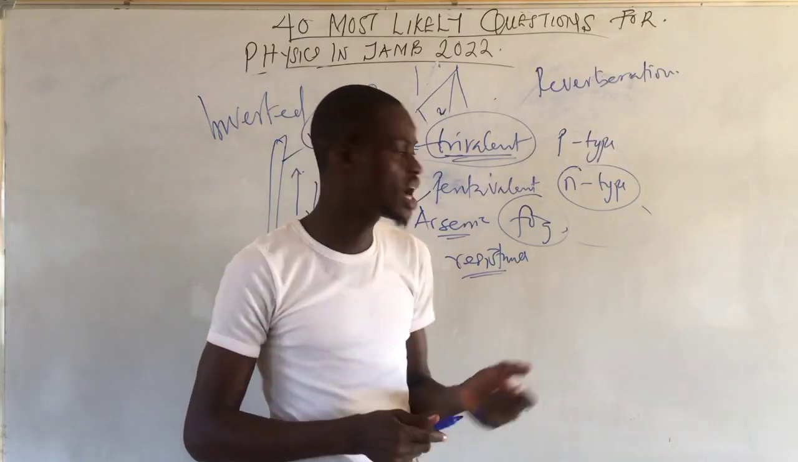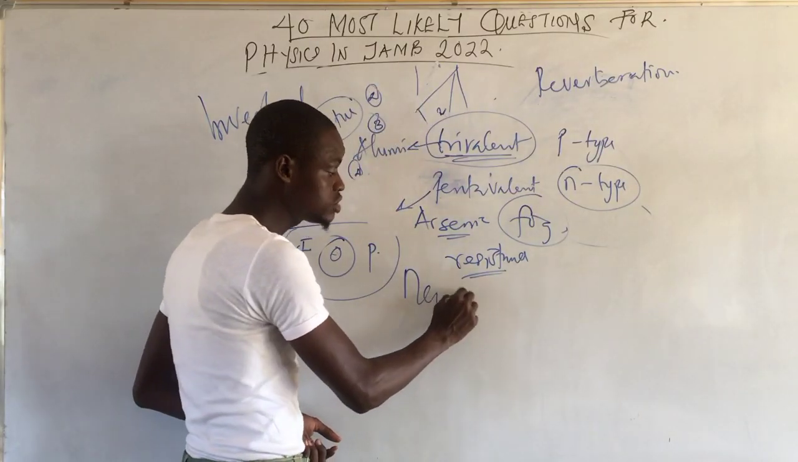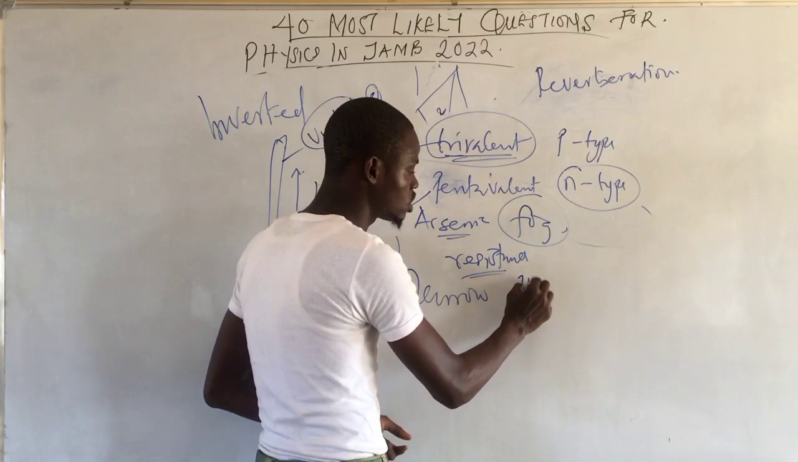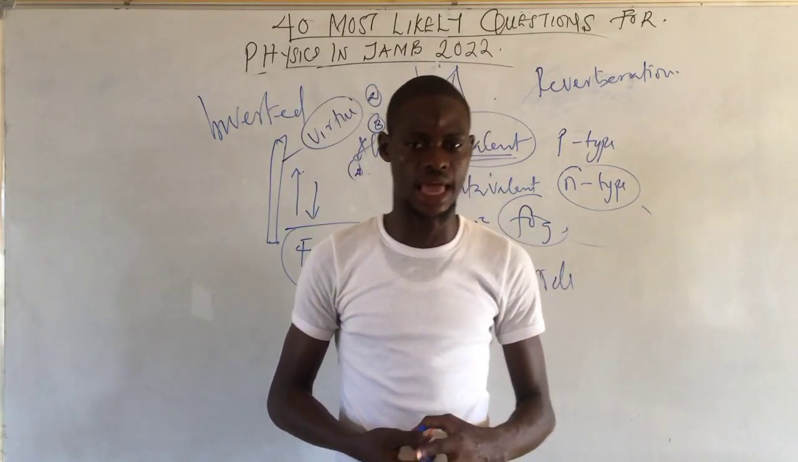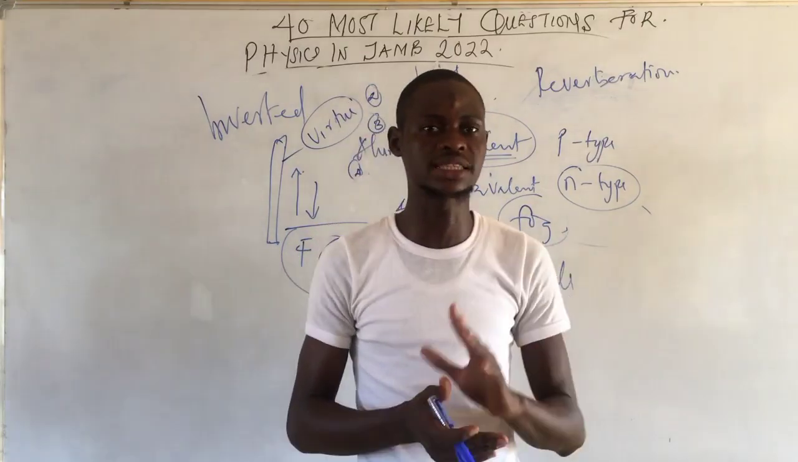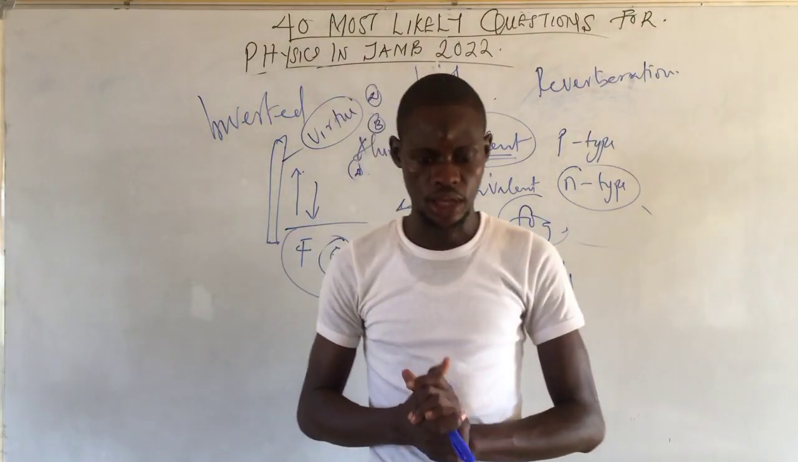Are you getting it up to now? It will have a narrow layer. They will just give you some kind of option. But the layer is going to be what? Narrow layer. If it is forward bias, it's going to produce a narrow layer. All together.